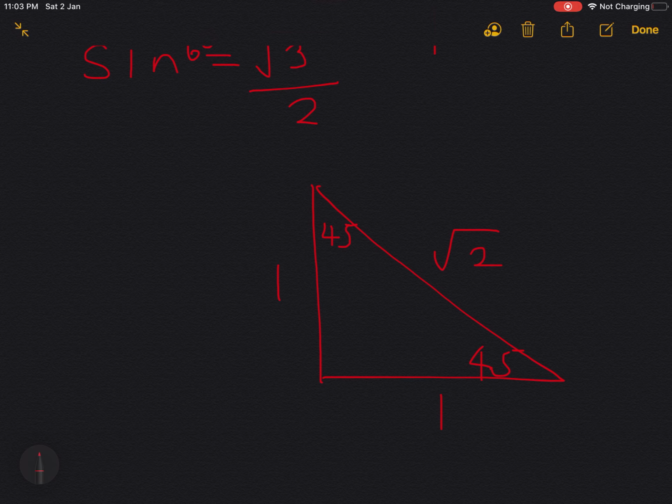If you can recall this triangle, then you can easily tell that sine 45 will have a value of, so it's opposite over hypotenuse. So the opposite is 1, over the hypotenuse, which is square root of 2. The hypotenuse is always the side opposite to the right angle. Or you can just imagine that as the side looking at the right angle.